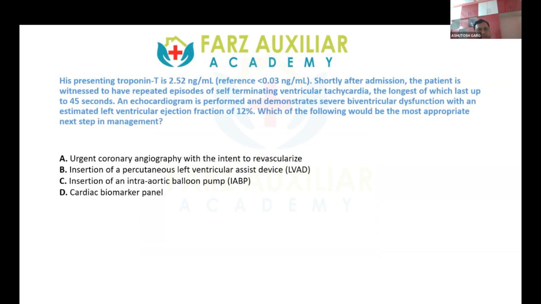Shortly after admission, the patient is witnessed to have repeated episodes of self-terminating VT, the longest of which lasts up to 45 seconds. An echo is performed and demonstrates severe biventricular dysfunction with an estimated left ventricular ejection fraction of 12%. Which of the following would be the most appropriate next step in management? Urgent coronary angiography with the intent to revascularize, insertion of percutaneous LVAD, insertion of IABP, or cardiac biomarker panel.